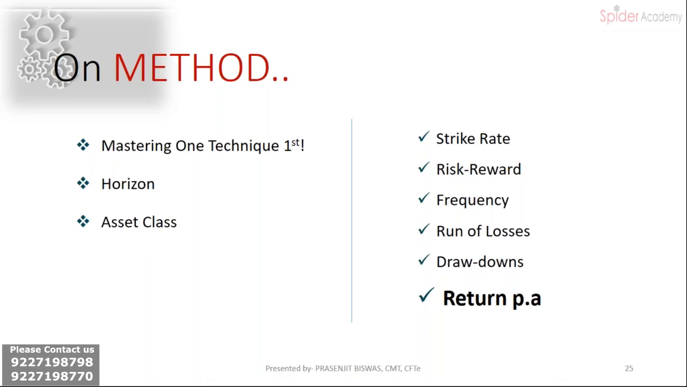So in terms of your strategy, there are certain things that you need to keep in mind: the strike rate, risk reward, how many trades you are going to take, and the run of losses and all that. You have to keep in mind the risk reward ratios and the return that you expect in a particular year.